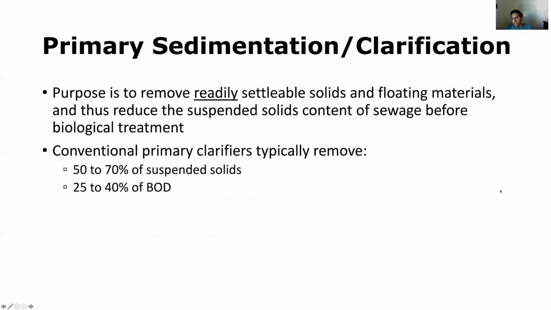All right, and again, after grit removal, we send the wastewater off after the headworks and all that. We send it off to primary sedimentation. So primary sedimentation or clarification, its purpose is to remove the readily settleable solids and floating materials. This also reduces the suspended solids content of the sewage prior to biological treatment. Typically, primary clarifiers will remove 50 to 70% of suspended solids and 25 to 40% of BOD.